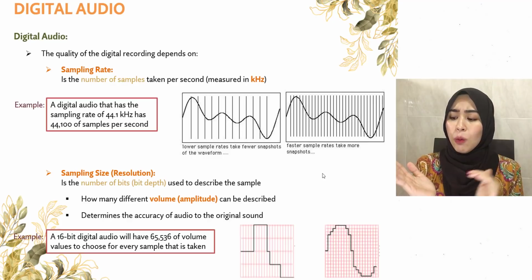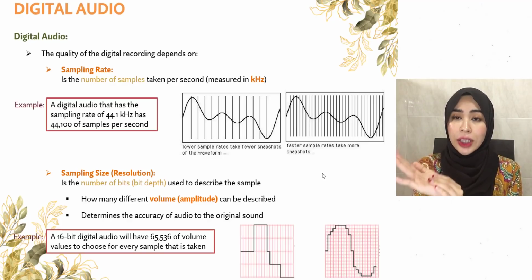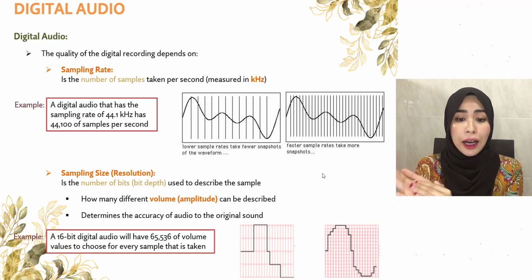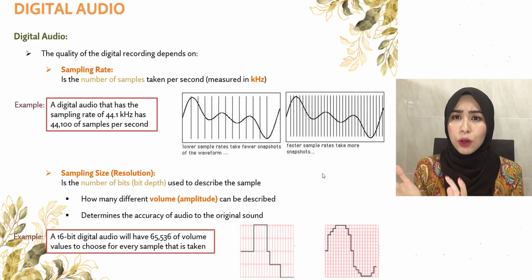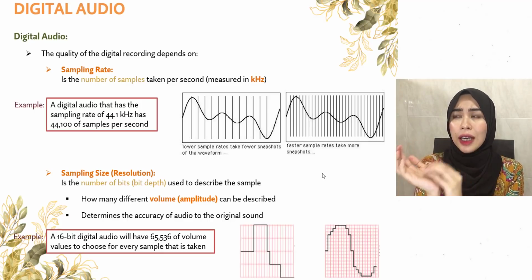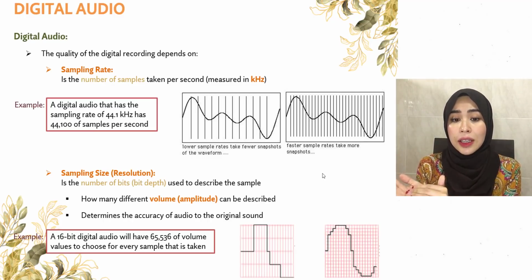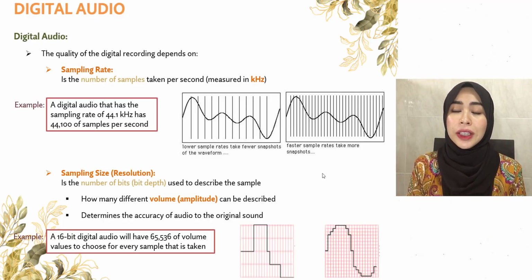Why is that? When you have a higher quality audio, it means that the sampling rate would be higher and the sampling size could also be higher. How does it work? How does the quality of the sound refer to the sampling rate and the sampling size? Let's take a look at the first one, which would be the sampling rate. Sampling rate refers to the number of samples taken per second.